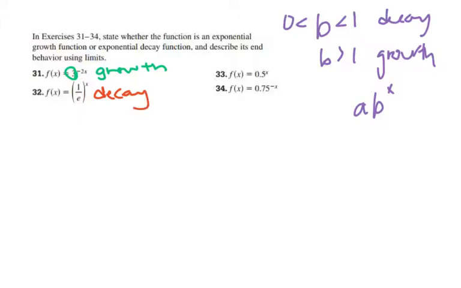0.5 to the x is going to be decay as well. And then our 0.75 is also decay. And then I forgot these negatives. So this negative up here actually flips it over the x-axis. So it's going to come from up above and go down to 0. So the growth becomes decay because you're going down towards 0. And then this one here with the exponent of a negative also switches to growth.